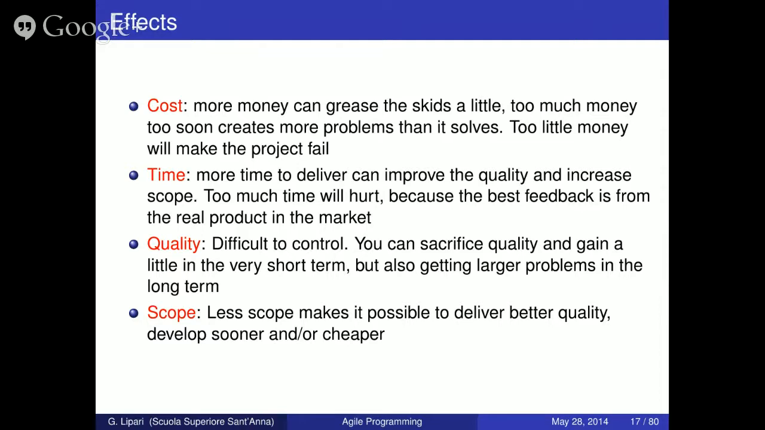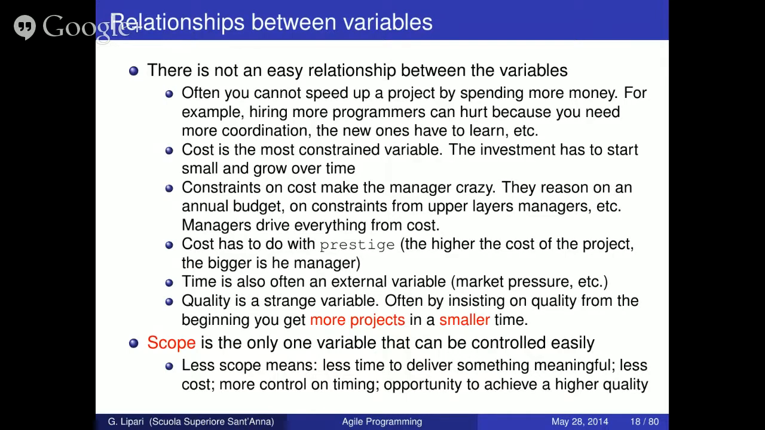And finally, scope. Scope means the amount of features you are going to deliver. Less scope, of course, means you are going to do less. More scope means you are going to do more. Less scope makes it possible to deliver better quality, sooner and or cheaper, because you are going to do less. But of course you do less.